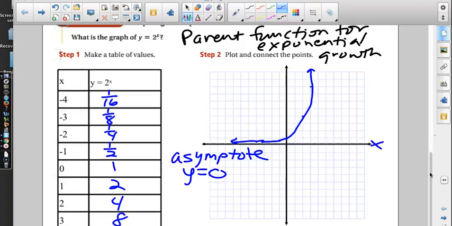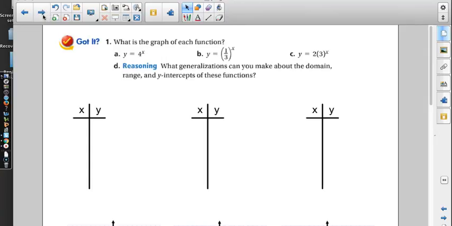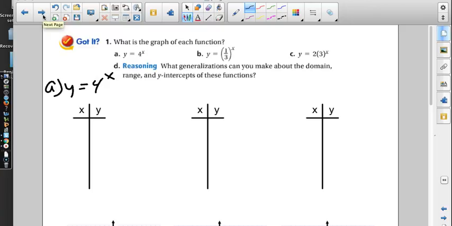So what this shows us is exponential growth should look like that. You should be starting low on the left-hand side and then increasing very quickly as you go to the right, because it's exponential. It's supposed to grow really fast. So there's our basic parent function for exponential growth. But notice they're changing the base now. This one says, how about y equals 4 to the x? Well, that's still going to be growth because the 4 is a number bigger than 1. In fact, it's going to grow faster than the last one.